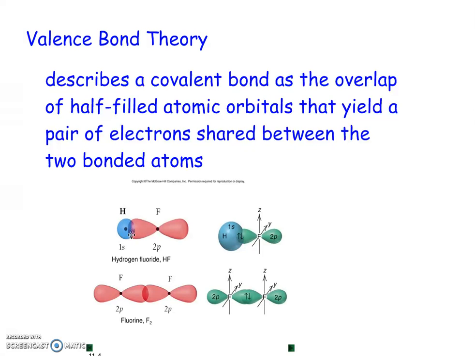Hydrogen has one electron in the 1s orbital. Fluorine has a p orbital that has one electron in it. When those two overlap, we end up with a bond between the hydrogen and the fluorine. Same idea between two fluorines. Each fluorine has a p orbital that has one unpaired electron. When that p orbital overlaps with the p orbital of the other fluorine atom that has one unpaired electron in it, we end up with the single bond between the two fluorine atoms.